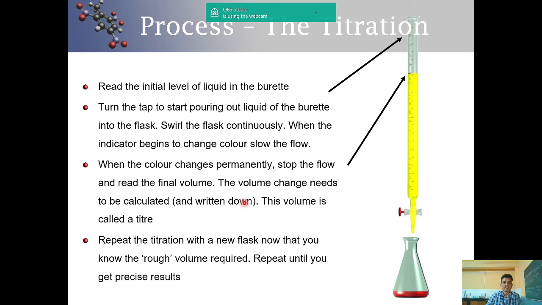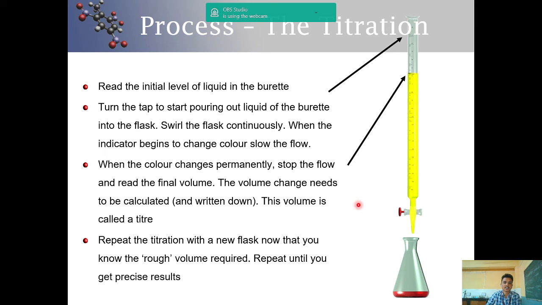After you note down this titer reading, that means the burette reading at the color change, the pink to purple color, this is the end point of your titration. So at the end of your titration, you have to note down the reading of the burette.